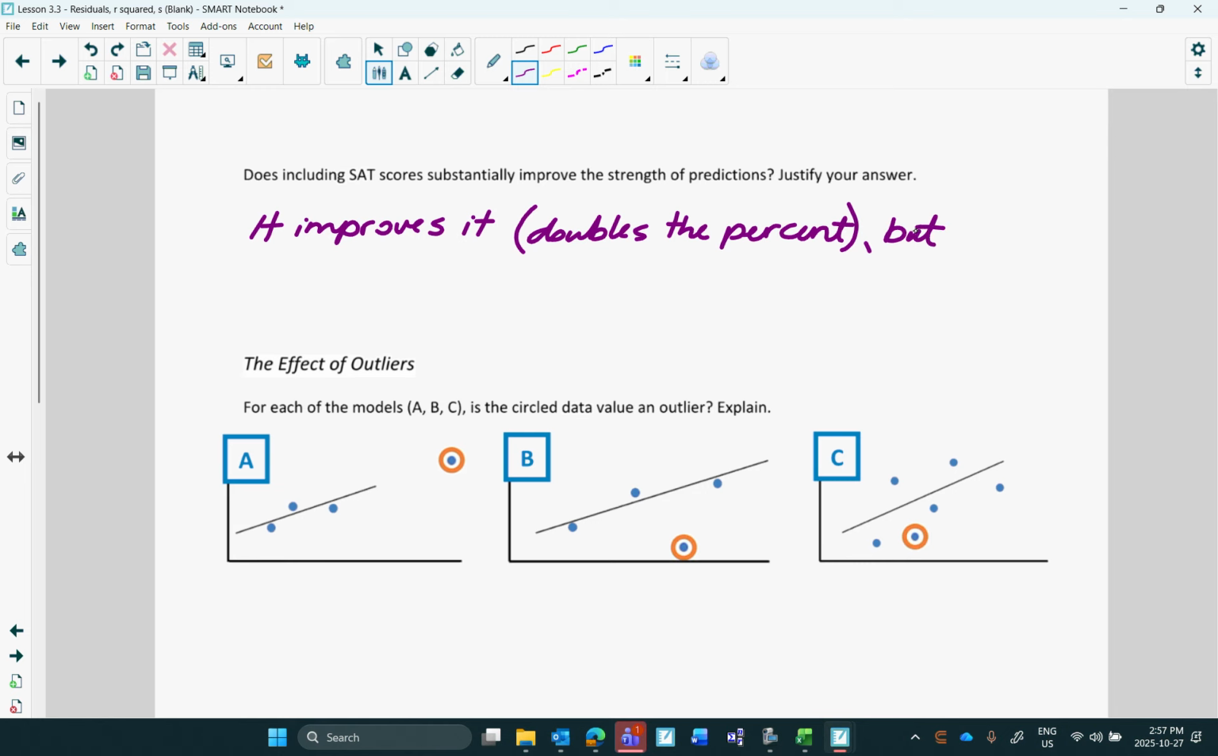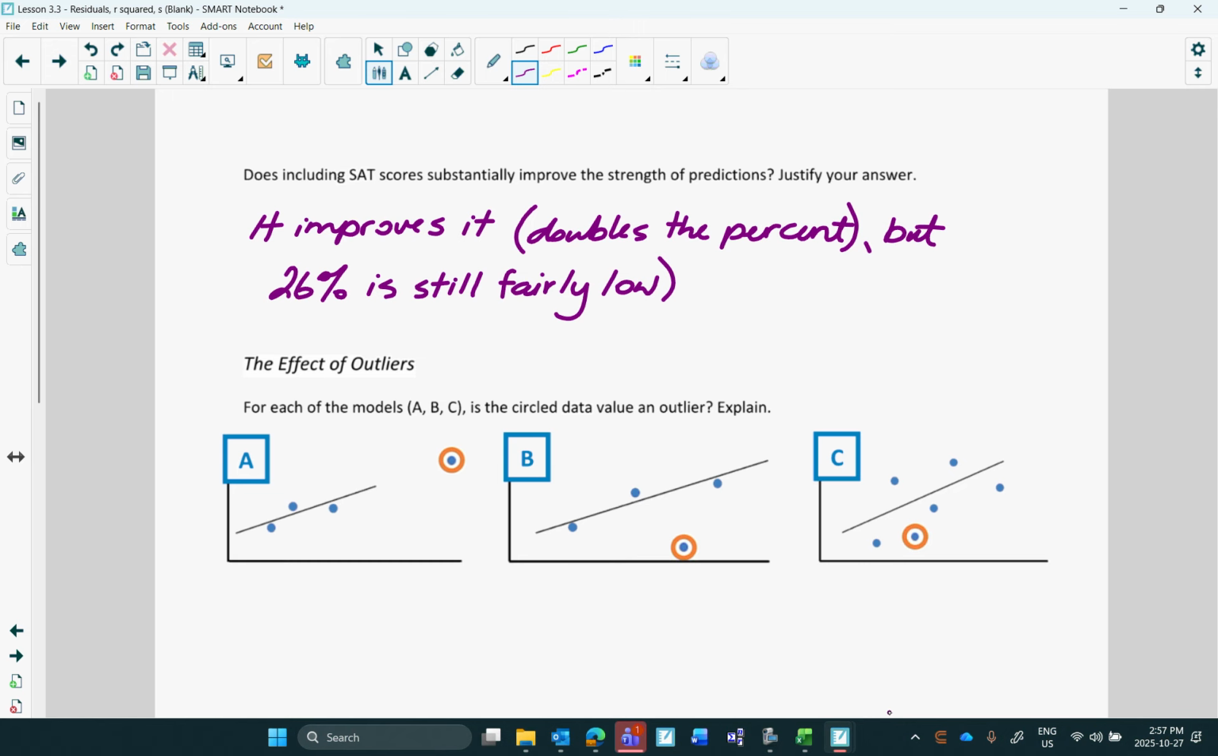But 26% is still fairly low. I mean, we want to be up in the 70s or higher. That means that line fits really well if we're up in the 70% or higher. If it's down here, you know, it's fairly low. There could be a lot of other factors at play.